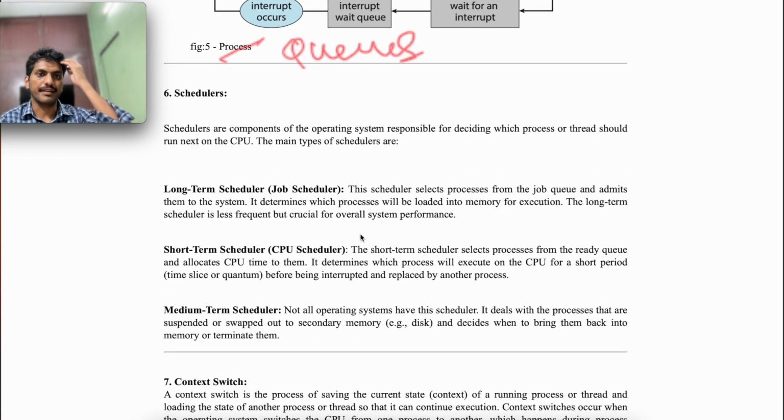Next, scheduler. How many types of schedulers are there? There are only three schedulers. First one is the long-term scheduler. Second, short-term scheduler. The long-term scheduler is also called the job scheduler. The short-term scheduler is also called the CPU scheduler. The medium-term scheduler is the third one.